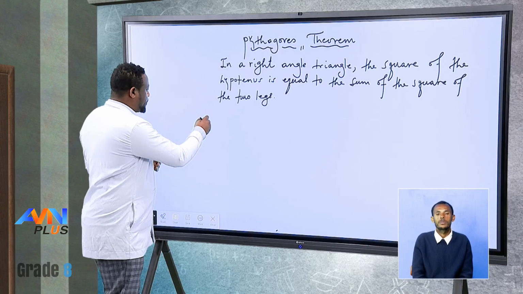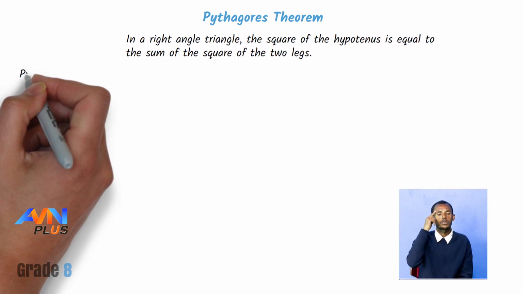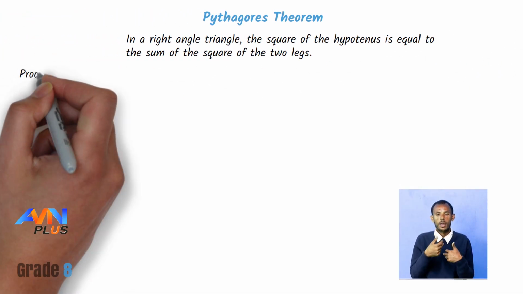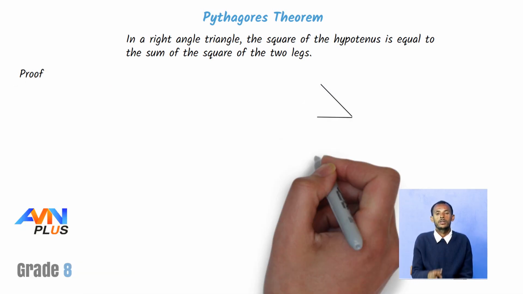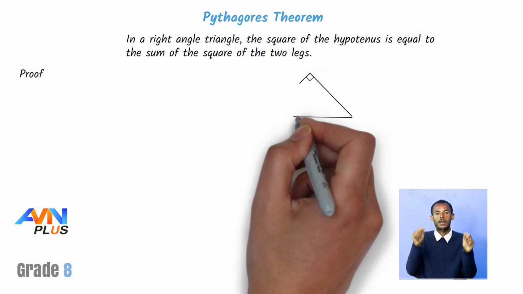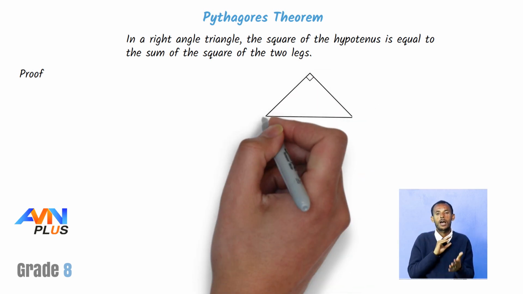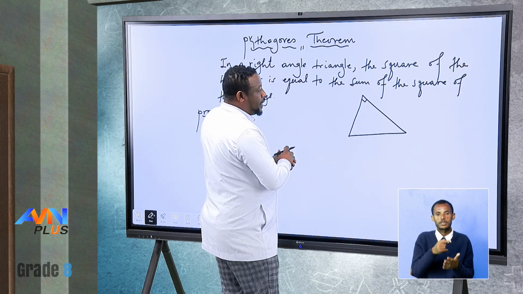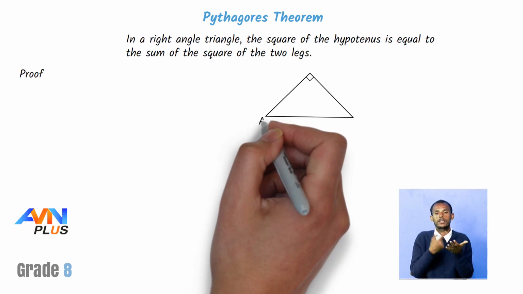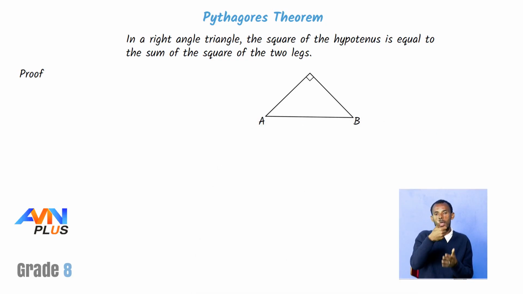Okay, suppose we have a certain right angle triangle. Say this is our right angle triangle. Here, assume this is the longest side, and this is 90 degree. Say this is A, B, C.